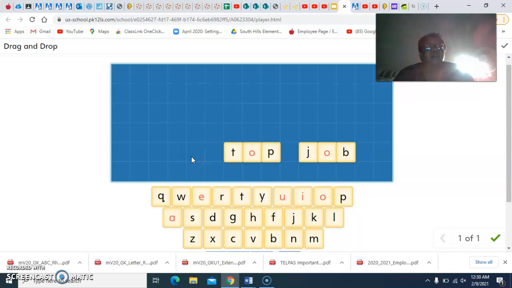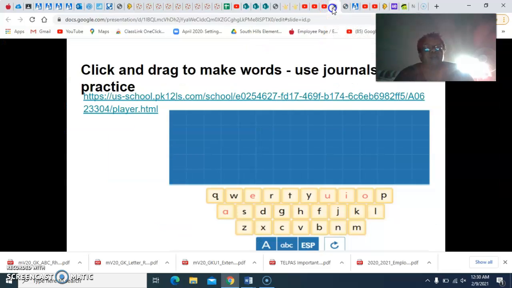And I created a list of words that you can call out and let them practice sounding out. Hopefully the link will work for you. Let me know if it doesn't work so I can see if I can fix the link for the kids to use.